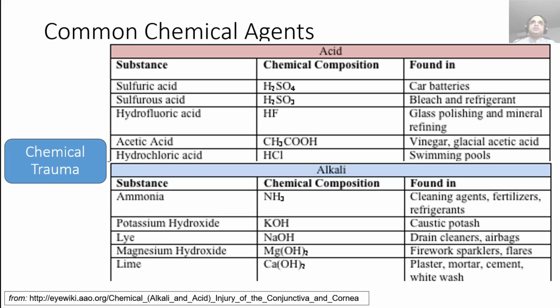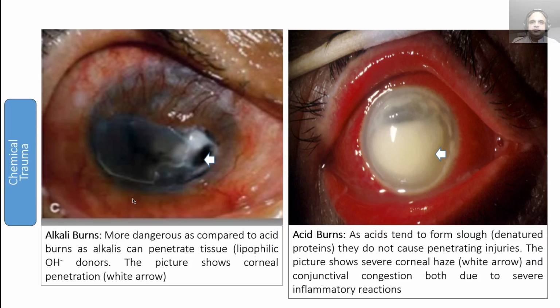The most common types of household agents which can potentially cause eye trauma are acids and alkali. So these are the various types. It is important to distinguish between an acid and an alkali, so you need to ask your patient what caused the damage to the eye. The reason is that acid damage is less dangerous as compared to alkali damage. An alkali can actually perforate an eye, and the chemical can get inside the eye.